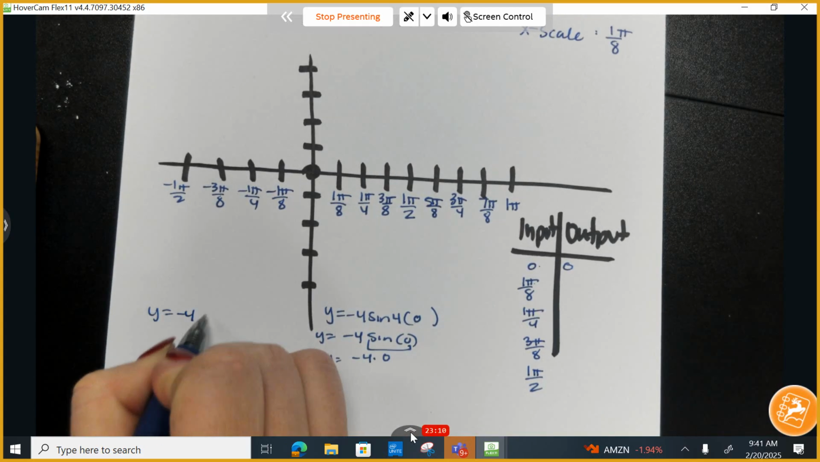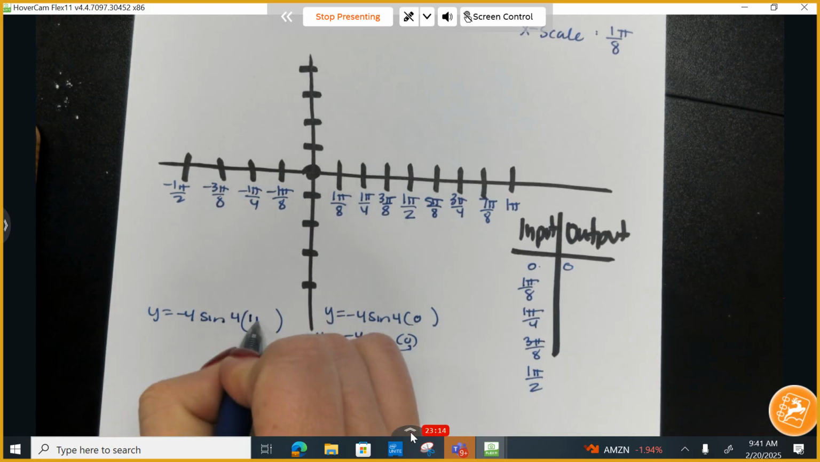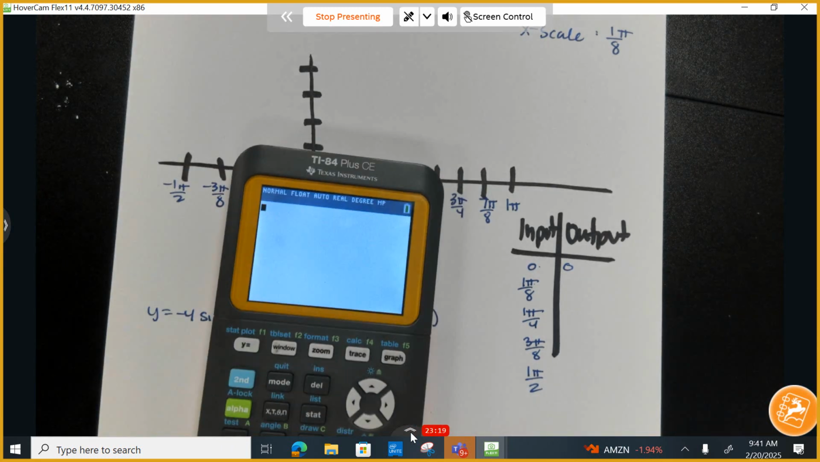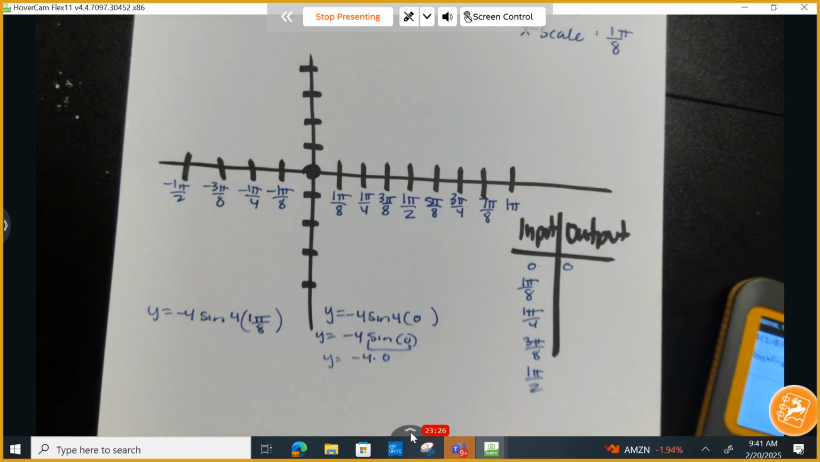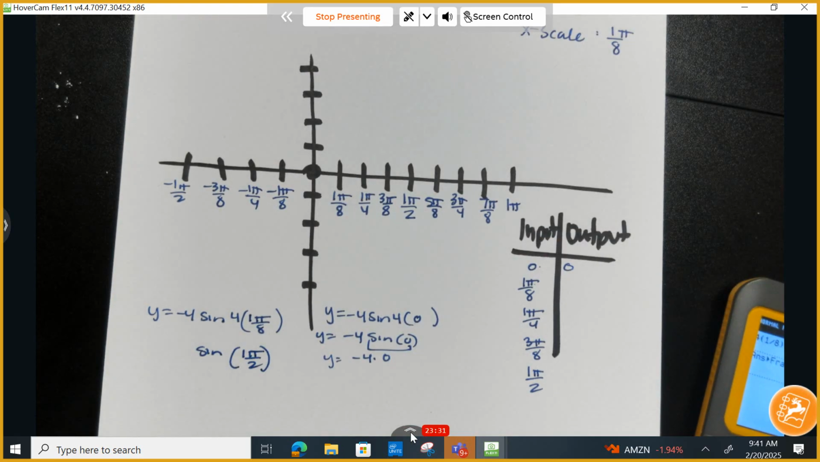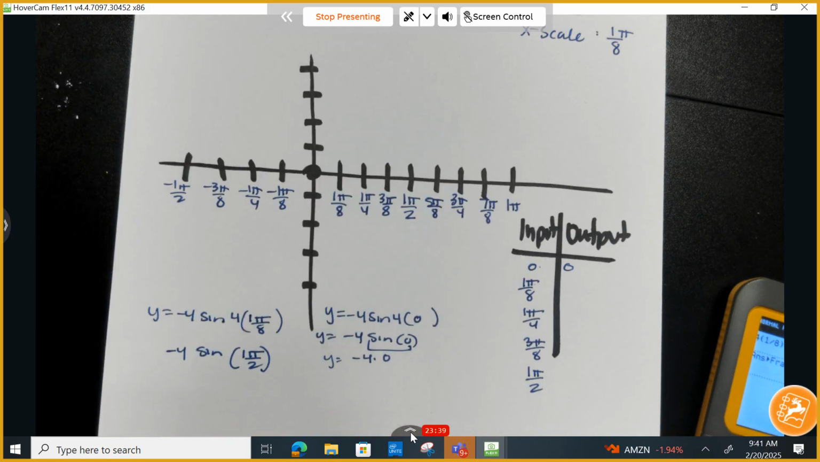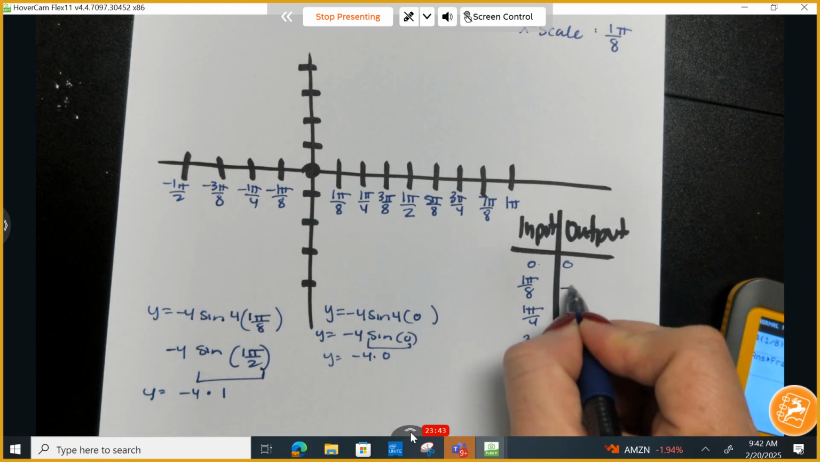So y equals -4 times the sine of 4. I'm not going to put in the x. I'm going to put in 1 pi over 8. Now, if I take 4 times 1 pi over 8, and you're not comfortable doing it in your head, omit the pi symbol. If you get a decimal, turn it back into a fraction. So I'm looking right now, where is 1 pi over 2? And then I'm going to identify the sine at that location. 1 pi over 2 is the same as pi over 2, and the sine is 1. So this equals 1, and 1 times -4 is -4.